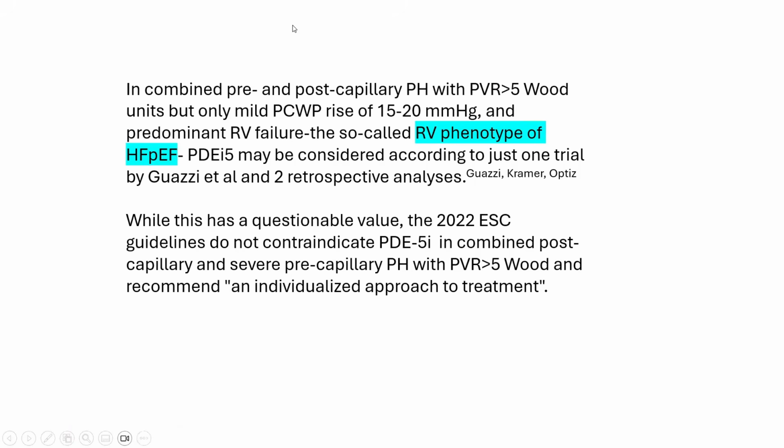In fact, consider combined pre- and post-capillary PH with severe PVR elevation as indicated by PVR over 5 Wood units, yet only mild wedge pressure rise of 15 to 20 millimeters of mercury, and a predominant right heart failure clinical picture, the so-called RV phenotype of heart failure with preserved EF. So only mild wedge pressure elevation, severe PVR elevation, and severe predominant right heart failure.